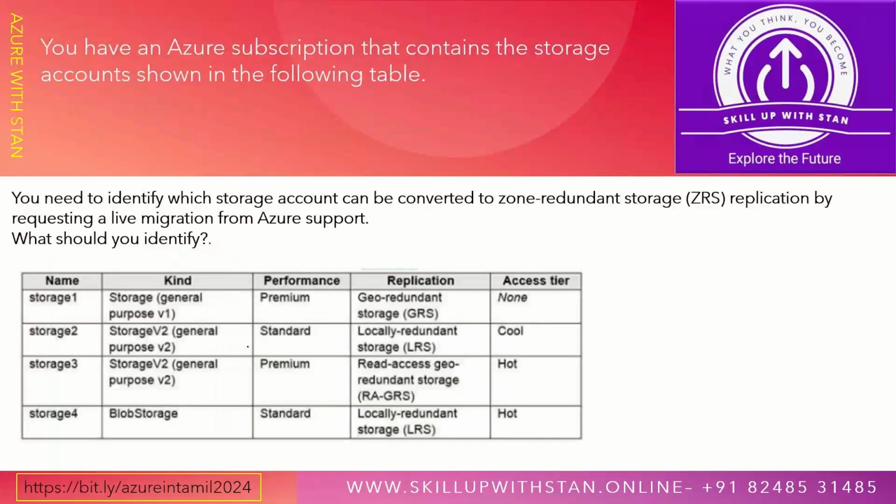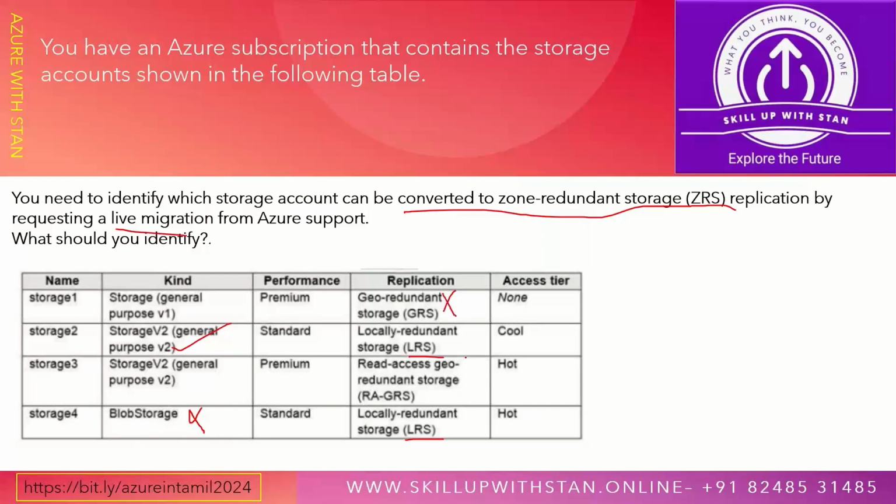Next question. You have an Azure subscription that contains the storage account shown in the following table. You need to identify which storage account can be converted to zone redundant storage by requesting a live migration. So you need to convert it to ZRS, and let's see. Only LRS, local redundant storage, is supported. And in this case, it doesn't support blob. So blob storage accounts are not supported, and storage version 2 is the one supported for live conversion or live migration. So you can migrate from LRS to ZRS, you cannot downgrade.